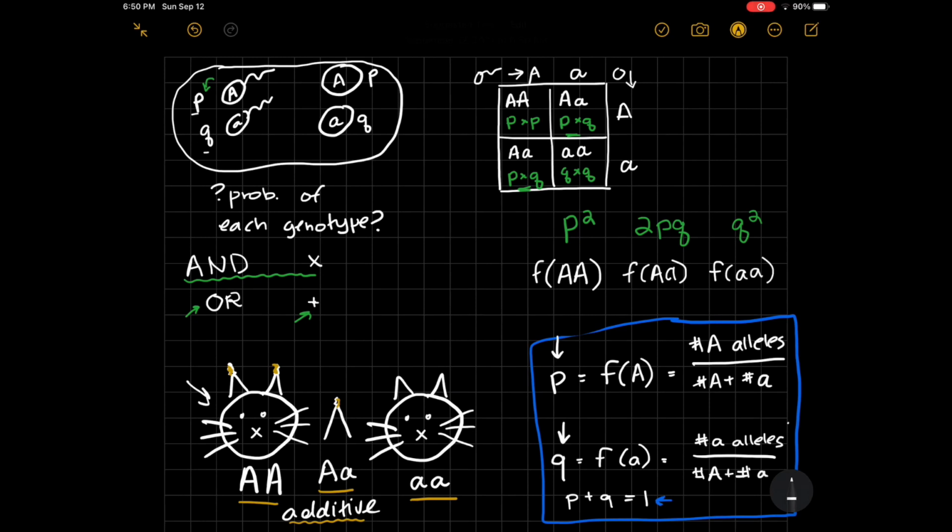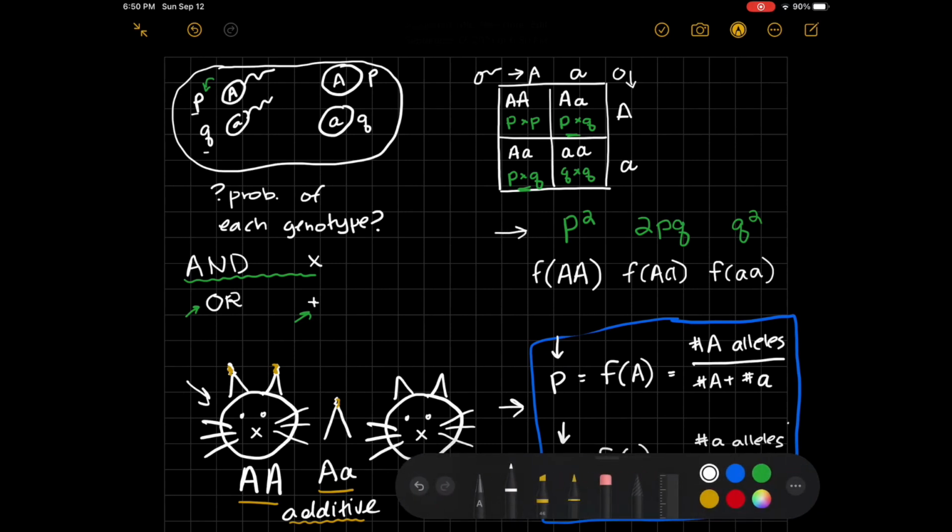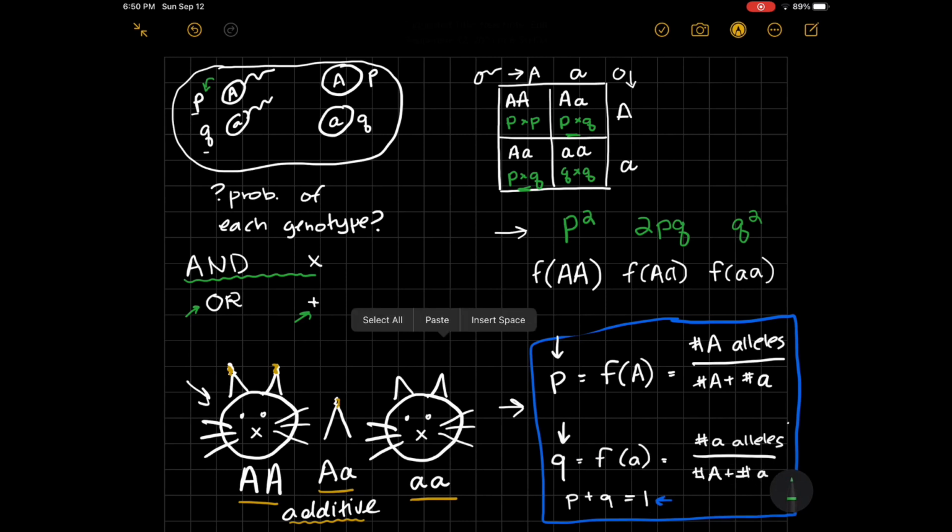Now, these numbers are going to equal each other if we are in Hardy-Weinberg. If we're in Hardy-Weinberg, frequency big A equals P squared, frequency big A, little a equals 2PQ, and frequency little a equals Q squared. So our observed frequencies should equal what we predict from our known allele frequencies if we are in Hardy-Weinberg. And that's how we actually prove that we're in Hardy-Weinberg.